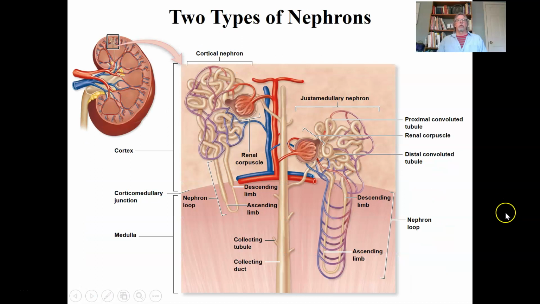Okay. All right, I'm going to end this video here, and in the next video I will talk about two types of nephrons, starting with this slide.